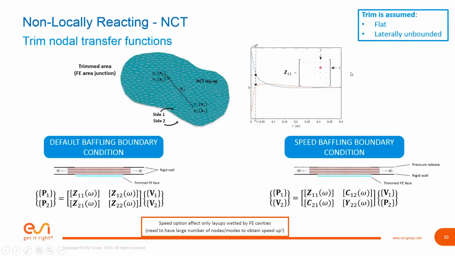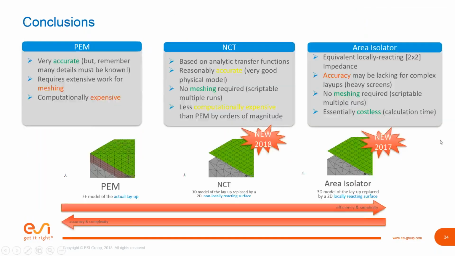Here's what's new for 2018. Again, for something that's relatively flat and laterally unbounded, you start to take into account some two-dimensional interaction effects, non-locally reacting, some point-to-point interaction, and that necessarily gives you some more accuracy for the same sort of setup and just a little bit more computation effort, but a lot less than poroelastic materials.